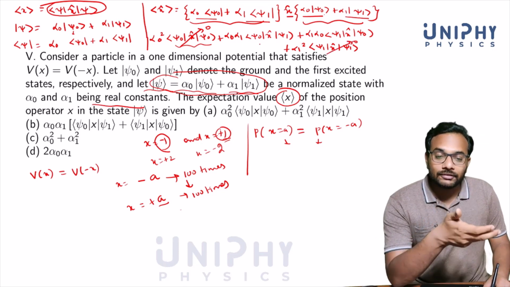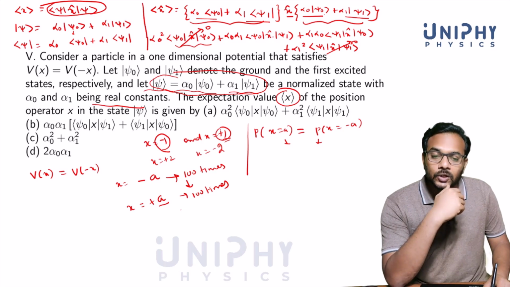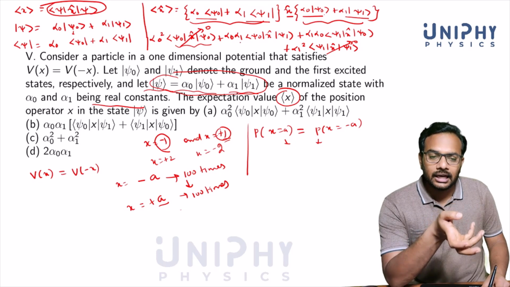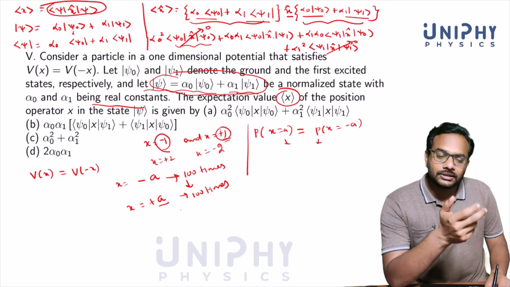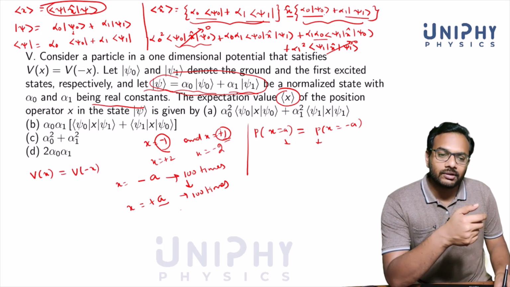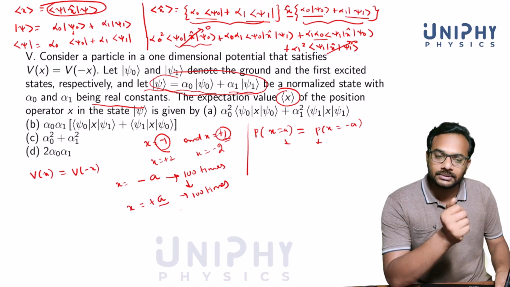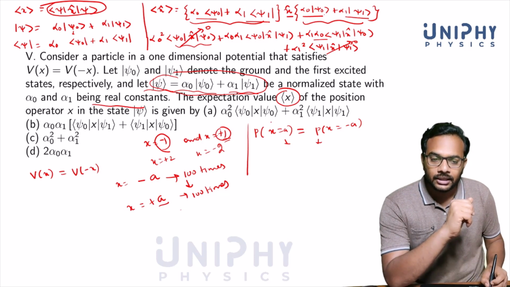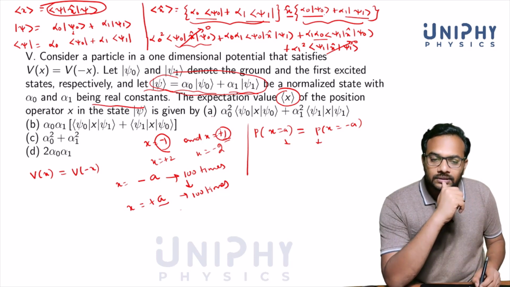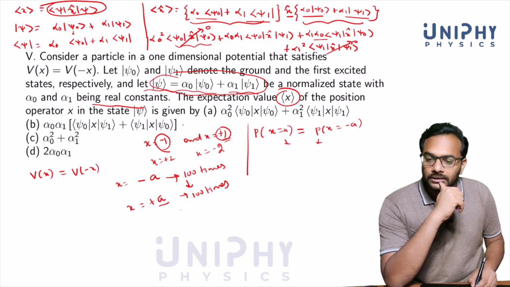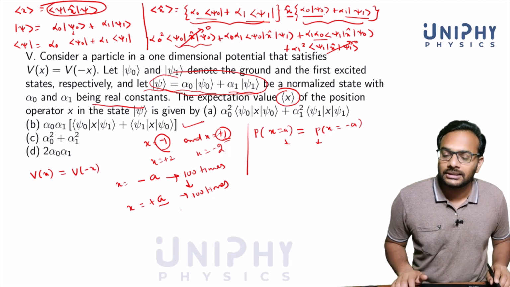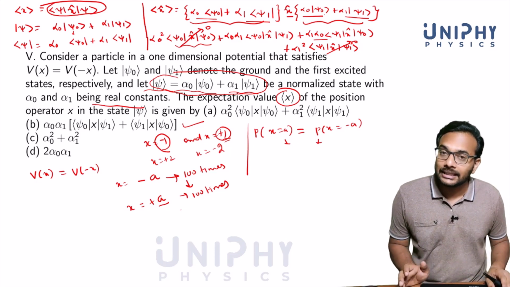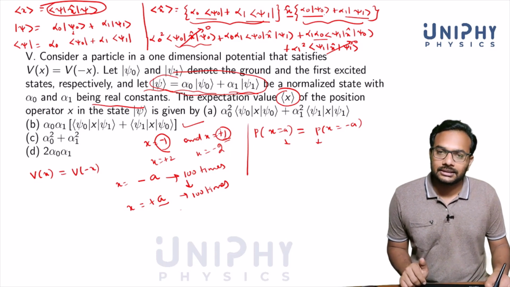So we only have the cross terms here. The answer should be alpha 0 alpha 1 psi 0 x cap psi 1 plus alpha 1 alpha 0 psi 1 x cap psi 0. That's exactly what we have got here as the answer. It's alpha 0 alpha 1 psi 0 x psi 1 plus psi 1 x psi 0. The coefficients are the same.